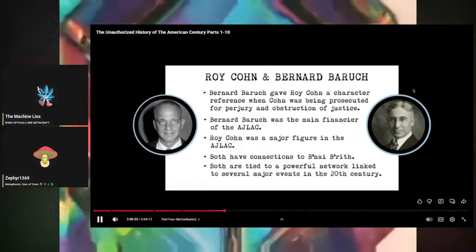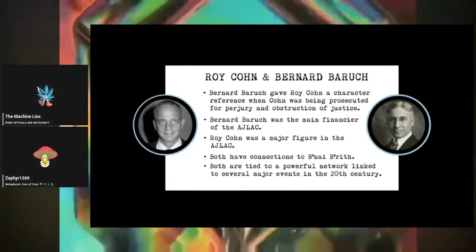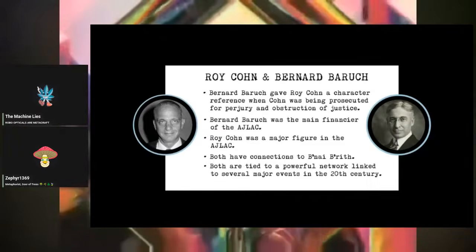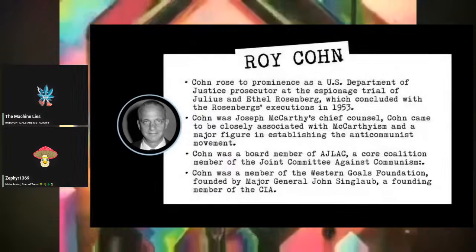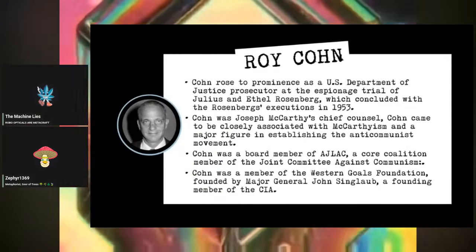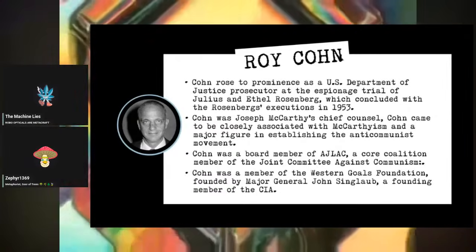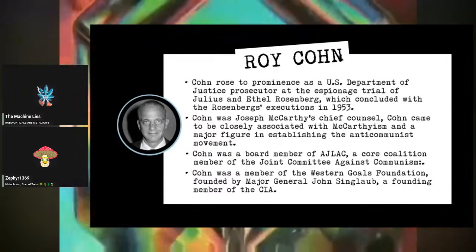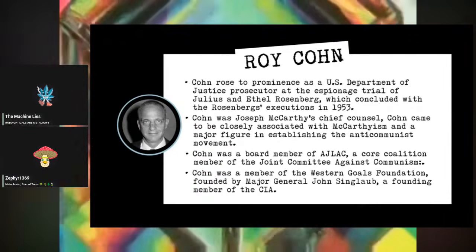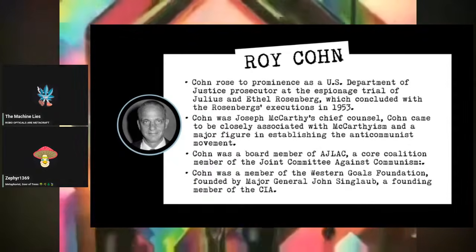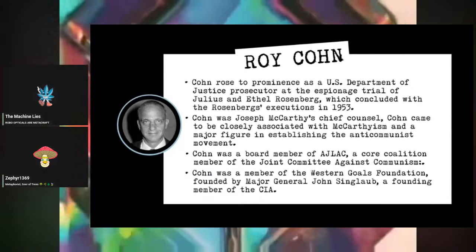Besides both of their links to the AJLAC and B'nai B'rith, the year before he died, Bernard Baruch gave Roy Cohn a character reference when Cohn was first being prosecuted for perjury and obstruction of justice. As mentioned earlier, Cohn caught the attention of J. Edgar Hoover during the Rosenberg trial. Hoover and Cohn maintained a relationship for over 20 years, exchanging Christmas gifts. The relationship adds fuel to the fire that Hoover himself was said to be homosexual.